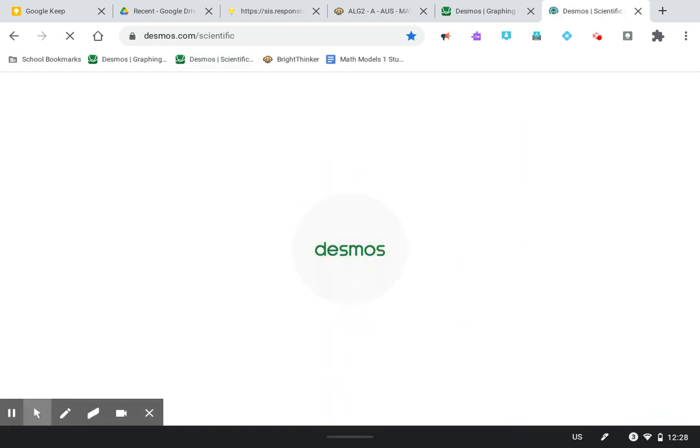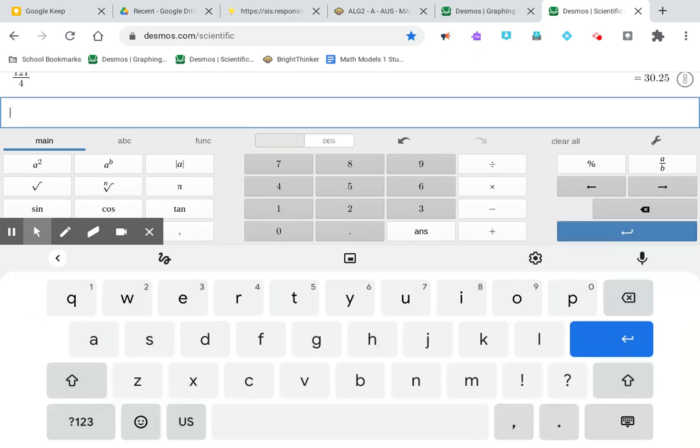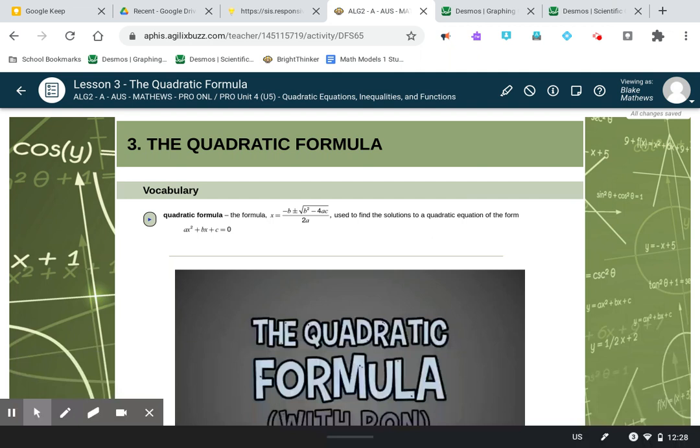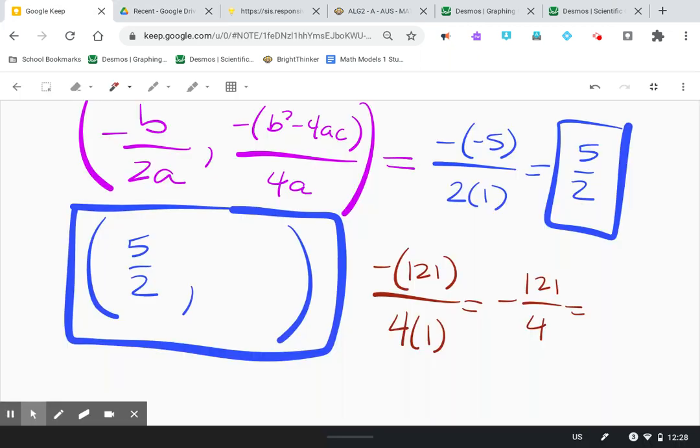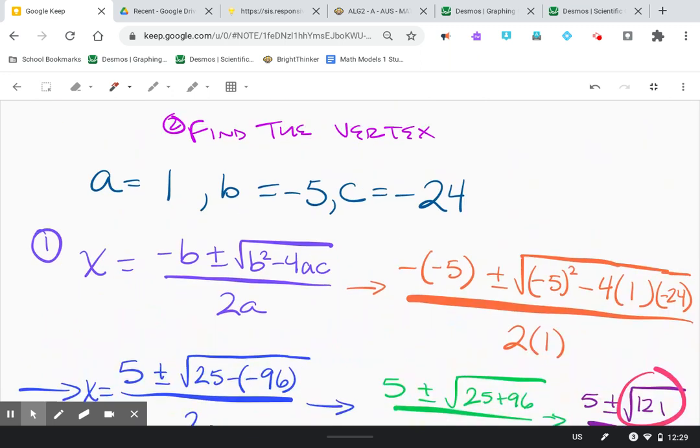So I'm going to go ahead and jump over to a calculator here. Let's do 121 divided by 4. It's 30.25. 30.25 is our answer there. So those are our two x and y values there for the vertex. Now, you can see how much work it takes to get the answers this way. So I'm going to show you what this looks like from a graphic perspective.